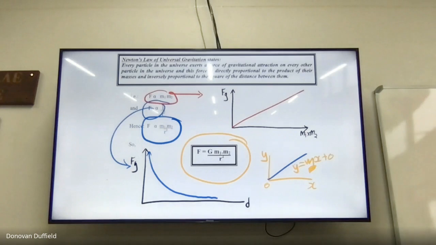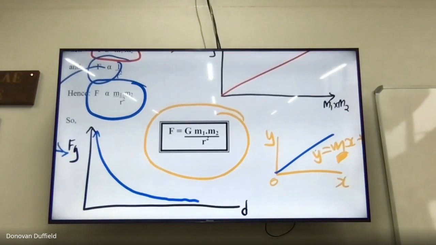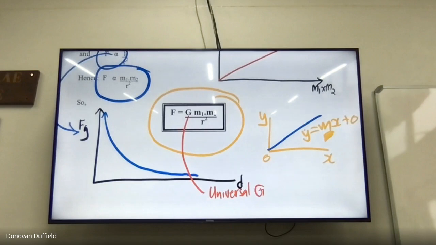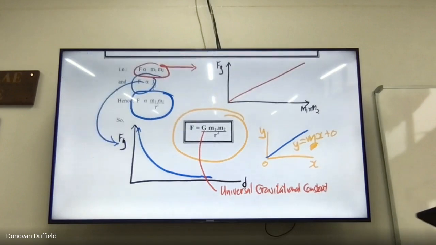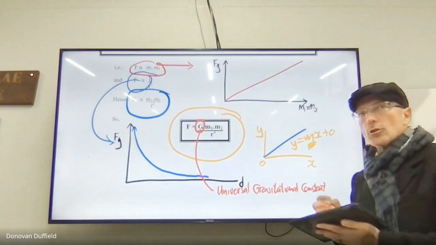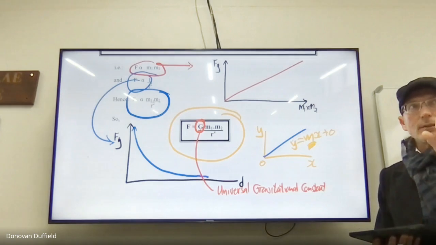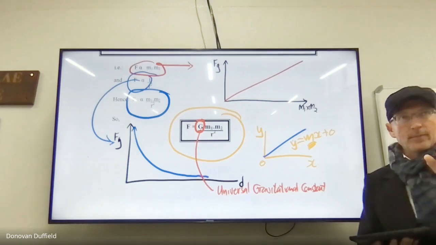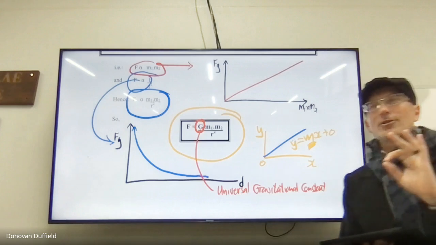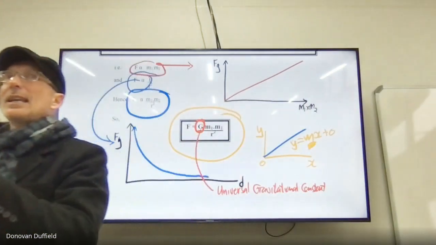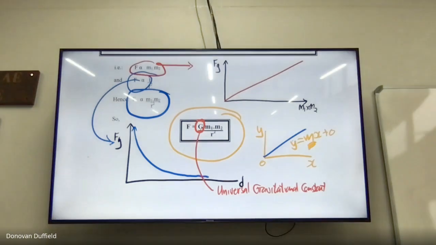Okay? F equals G, but it's a big G. This is the universal gravitational constant. This is not little g. This is big G. This is a universal constant. This is something that is true throughout the universe.